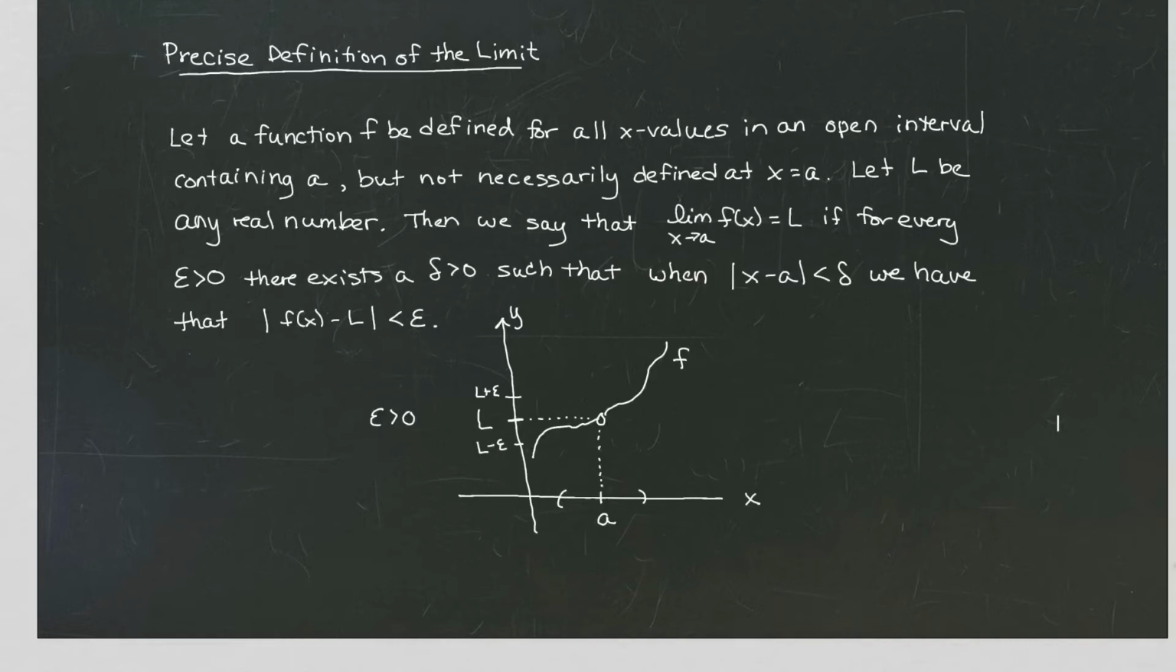And the idea is that the limit will exist if, when we look at the corresponding x values, we can find a delta band, a value a minus delta and a plus delta, such that all of the x values in that delta band around a will map correspondingly in the epsilon band around L.